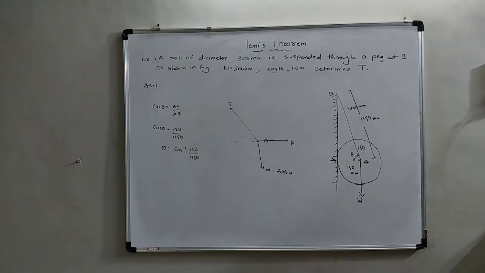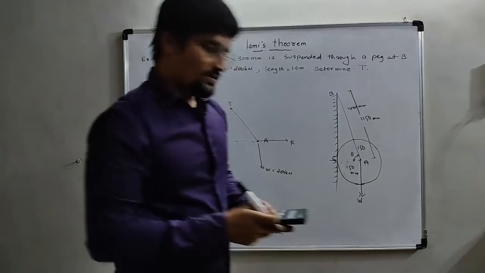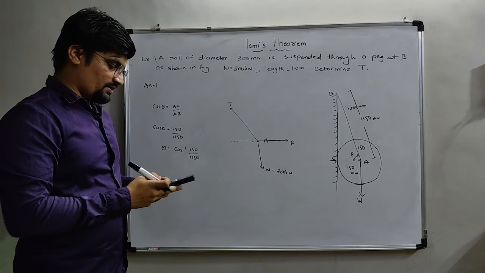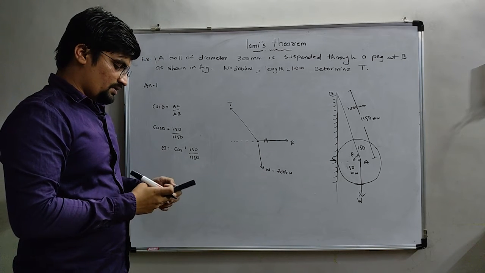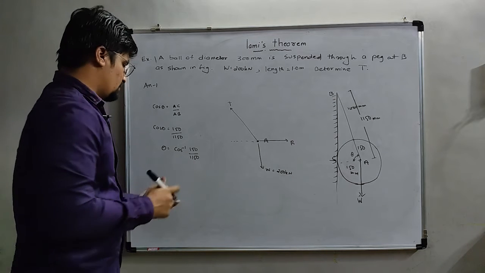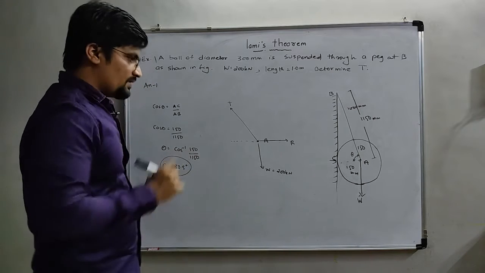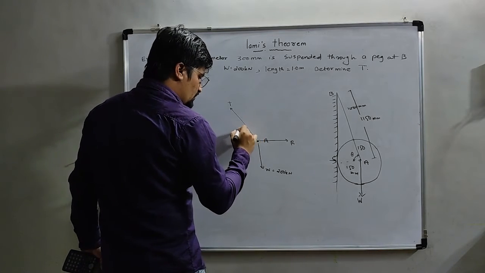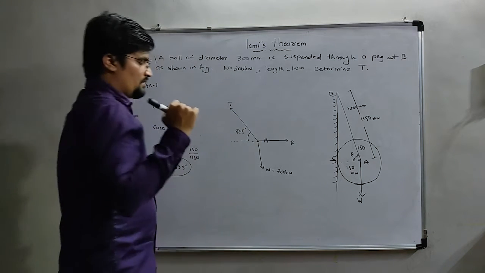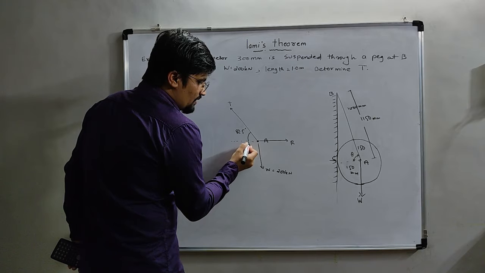So let's calculate. 150 divided by 1150 cos inverse answer. So theta will be 82.5 degree. It means this angle is 82.5 degree, and this will be 90.